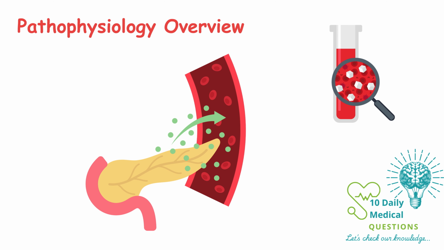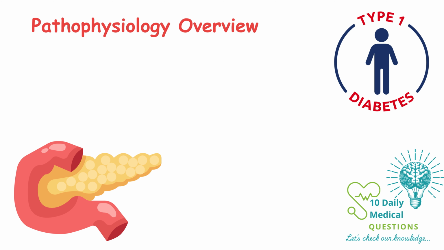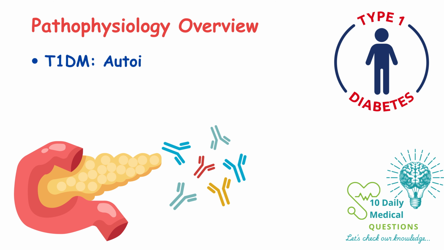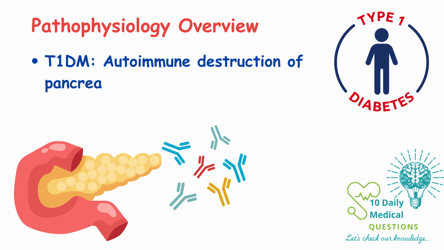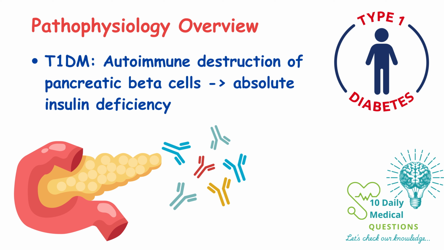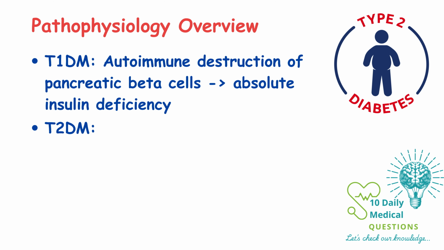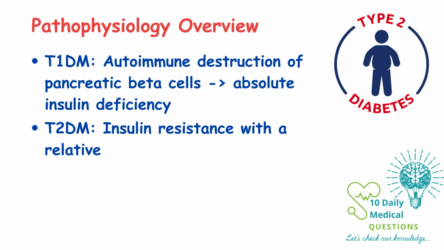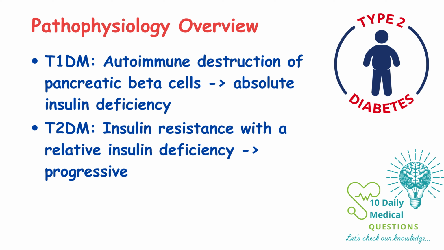Pathophysiology overview. In type 1 diabetes, the immune system attacks and destroys insulin-producing beta cells in the pancreas, leading to an absolute insulin deficiency. In type 2 diabetes, there is a combination of insulin resistance and progressive beta cell failure, resulting in a relative insulin deficiency.